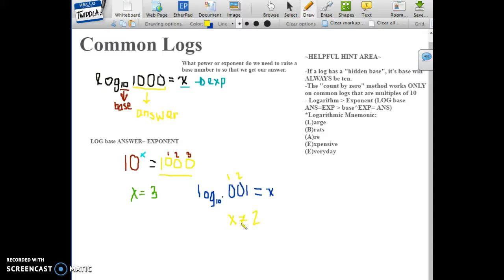With this method, we must see where the zeros sit corresponding to the decimal. If the zeros sit behind the decimal, then our x value will be negative. If they sit in front of the decimal, like so, our x value will be positive. So here we have 2 zeros behind the decimal, meaning that x equals negative 2.